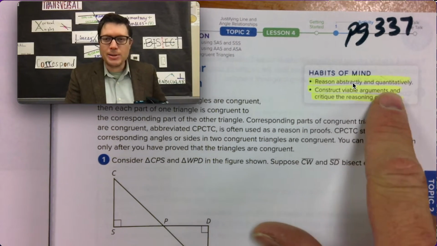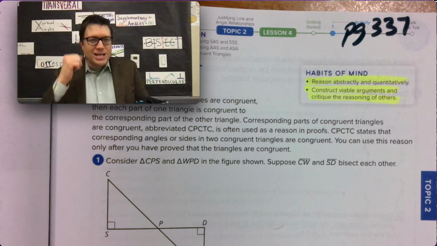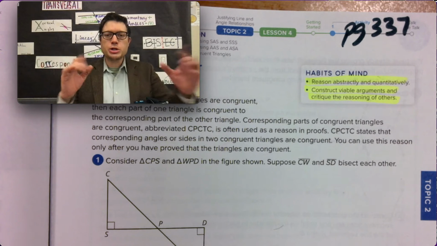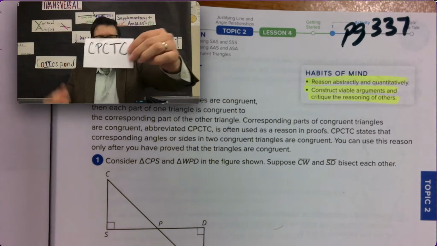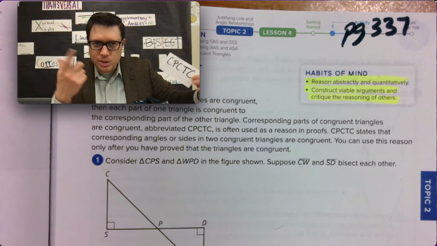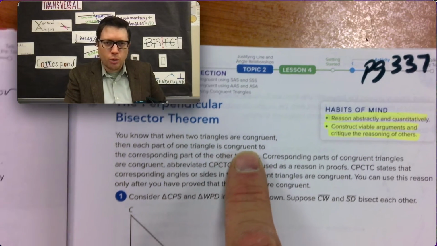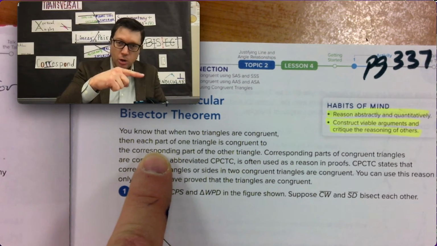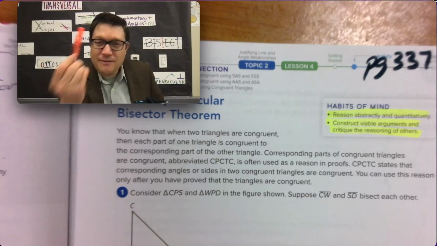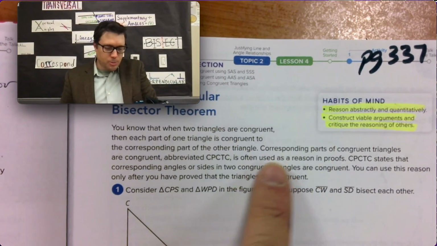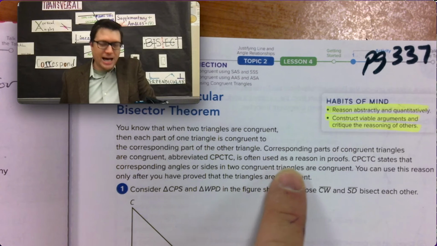Of course, I've highlighted the habits of mind. This 100% is something that we're practicing in this lesson: reasoning abstractly and quantitatively, constructing viable arguments and critiquing the reasoning of others, and CPCTC, tongue twister, is one of those. You know that when two triangles are congruent, then each part of one triangle is congruent to the corresponding part of the other triangle. It's why I have you highlight, people. Corresponding parts of congruent triangles are congruent. Abbreviated CPCTC, it is often used as a reason in proofs.